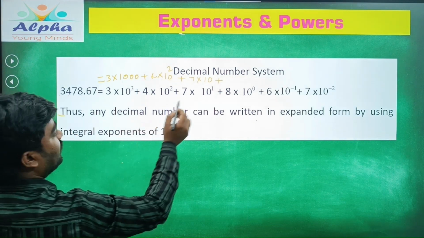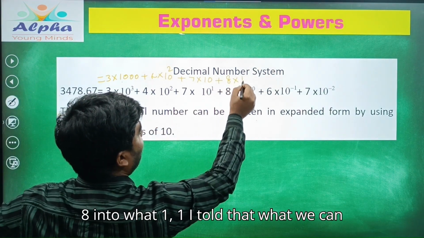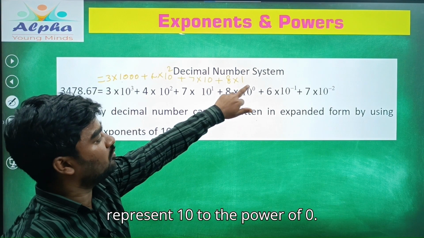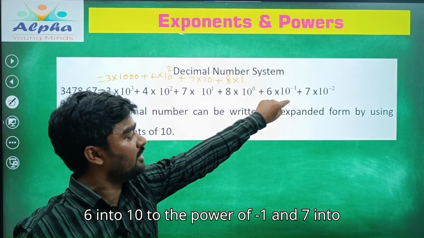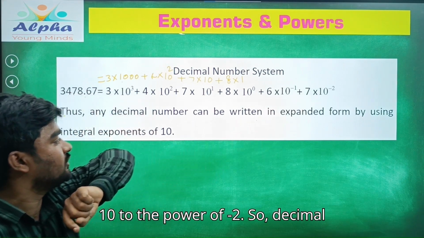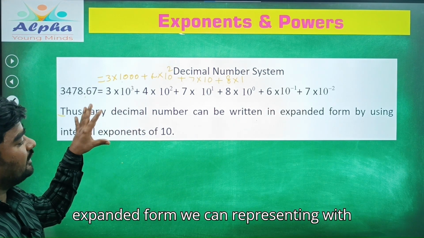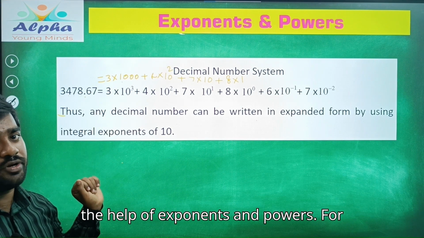Then 8 into what? 1. I told you that 1 we can represent as 10 to the power of 0. Similarly, after the decimal, how do we represent it? 6 into 10 to the power of minus 1 and 7 into 10 to the power of minus 2. So the decimal expanded form can be represented with the help of exponents and powers.